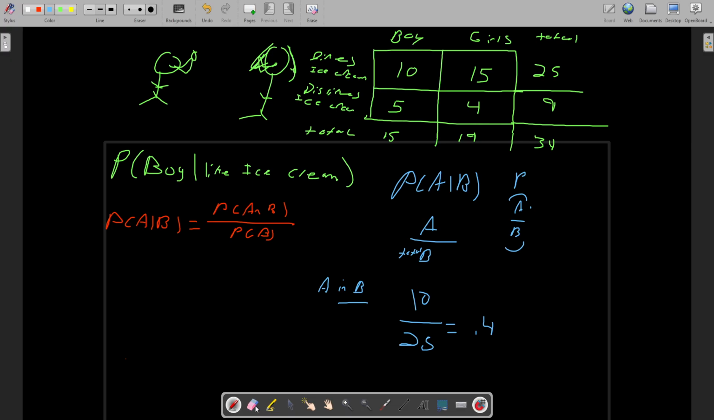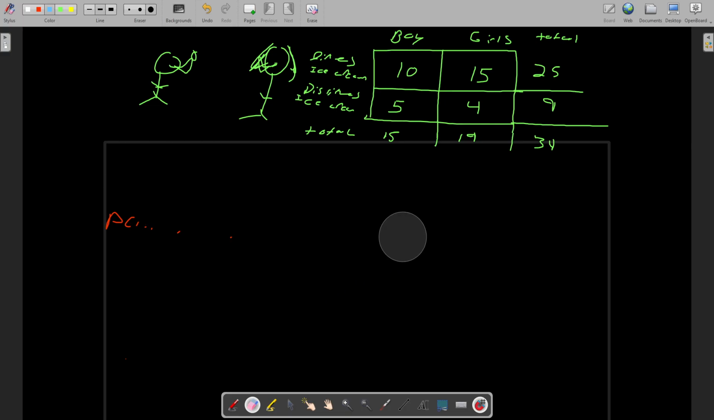But that was basically conditional probability, and I didn't want to go too in depth into it, but that's kind of what I wanted to cover.